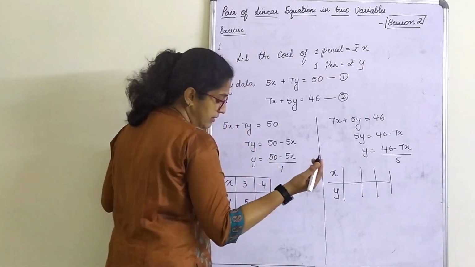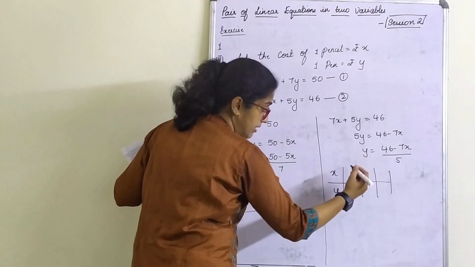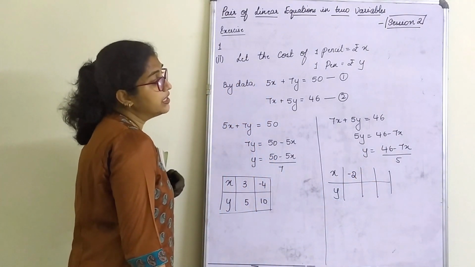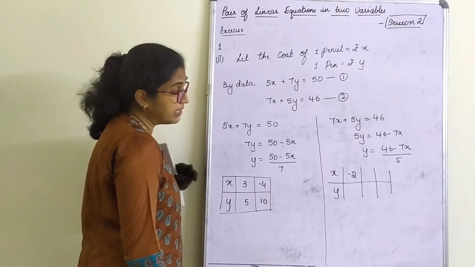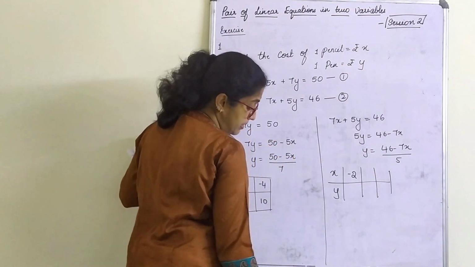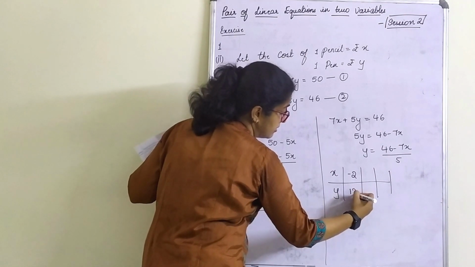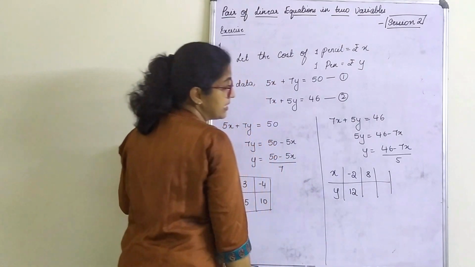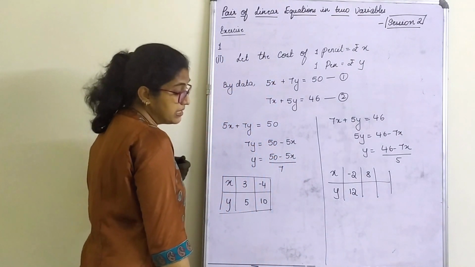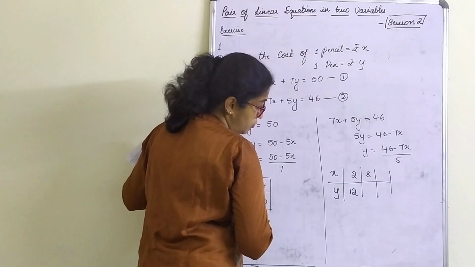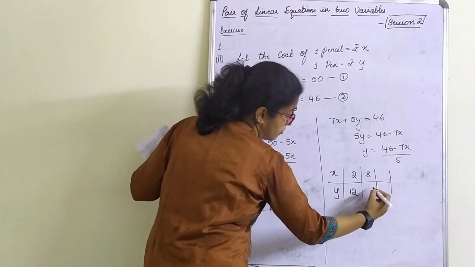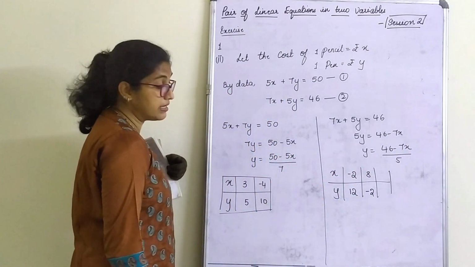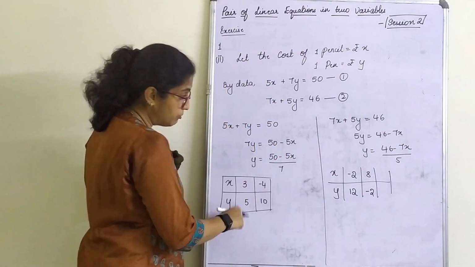First, I will take the value as minus 2. 7 2s are 14. So plus 14 and 46 plus 14. When you divide that, 60. So 5 12s are 60. Next 8. 7 8s are 56. 46 minus 56. So you will get minus 10. So y is minus 2 you will get here.